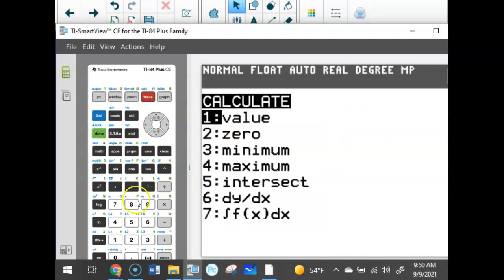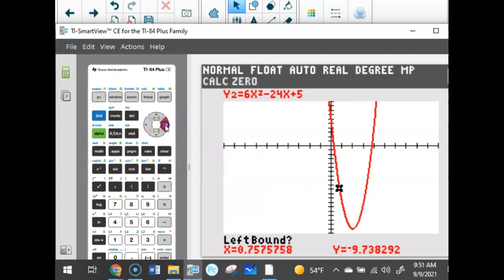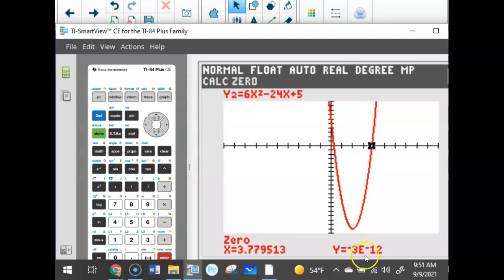Then if I do second trace 0, now this time I need to make sure I'm over close to this one. I'm to the left of it. Okay. What is that garbage? Negative 3e negative 12. It's negative 3 times 10 to the negative 12th, which would be negative 0.000000000003 maybe, which is basically 0, right? So that's just calculator error. So we'd write down 3.78. How are we doing? Who's stuck?